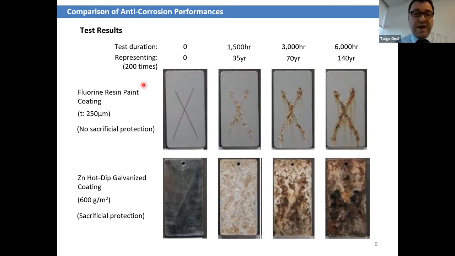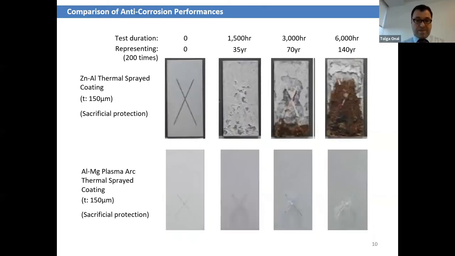The test is an accelerated test, 200 times accelerated compared to the actual time. And we can check the status of the coating materials after 70 years and for 140 years time. In case of zinc aluminium thermal spray coating, the cross cut area is covered with the coating material, but rust was observed a little later compared to hot dip galvanization, representing 70 years.